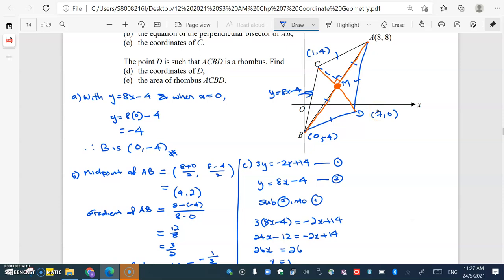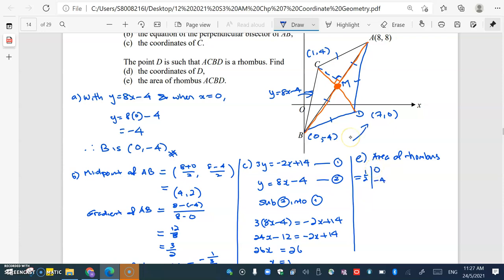(7, 0). Part E, not difficult. The area of rhombus ACBD. All right, area of rhombus or any polygon, we can actually use our general formula there. So for my E, I know area of, in this case, rhombus is as good as half. And then we have to choose somewhere to start. Mrs. Chow loves to use (0, -4) because I love 0. And then in anti-clockwise direction, I have another (7, 0). I have (8, 8). I have (1, 4). And then I repeat (0, -4).